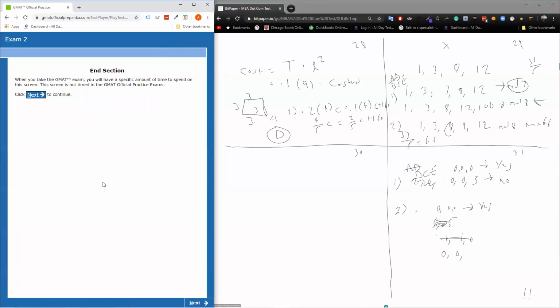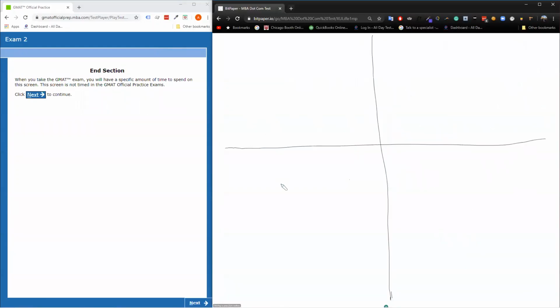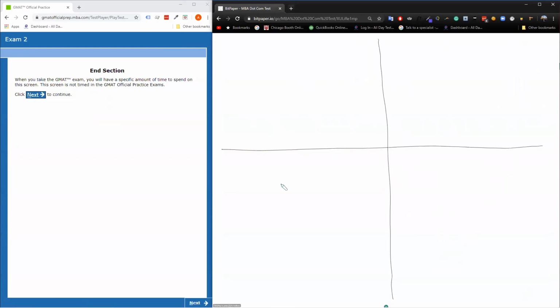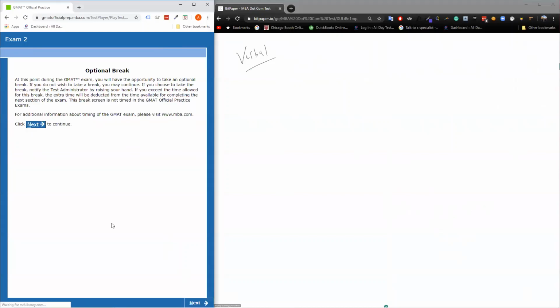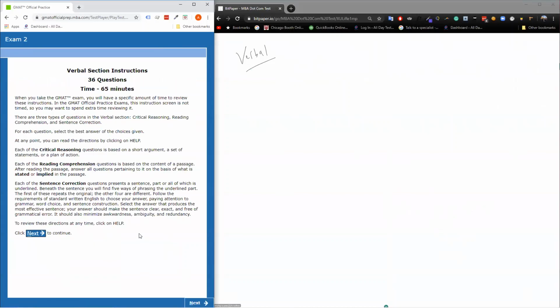All right. For verbal, I usually just use 1 page of scratch paper. And all I usually do is try to eliminate the 4 wrong answer choices, as opposed to picking the 1 correct one.